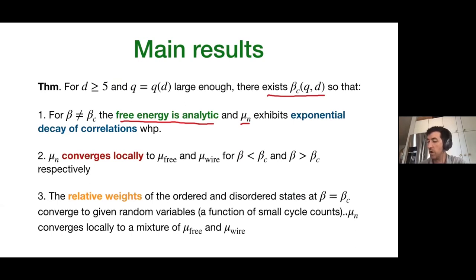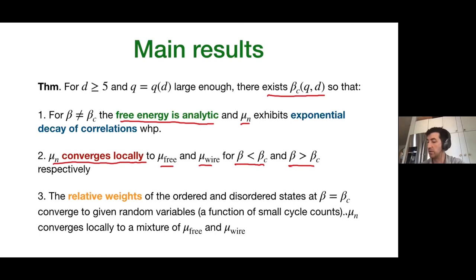Moreover, we can say what the measure converges to locally. There are two particular measures on the tree, the free and wired measures on the infinite tree. Locally you converge to the free measure if beta is below critical and the wired measure above. And then we can say exactly what happens at critical.